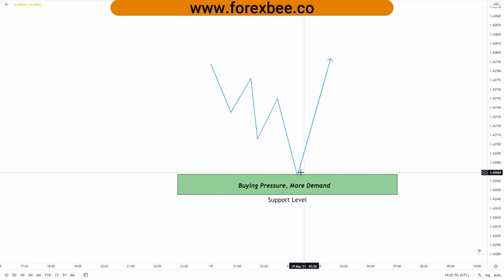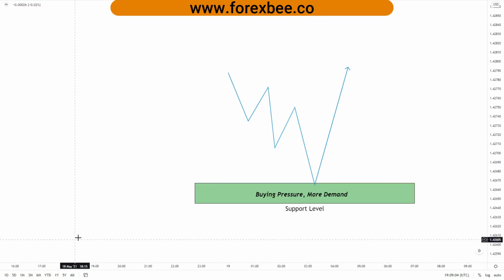its level. The support level reverses the direction because at the support level there's always more buying pressure and more demand than supply. Whenever there's more demand, the prices will go upward and start becoming bullish.